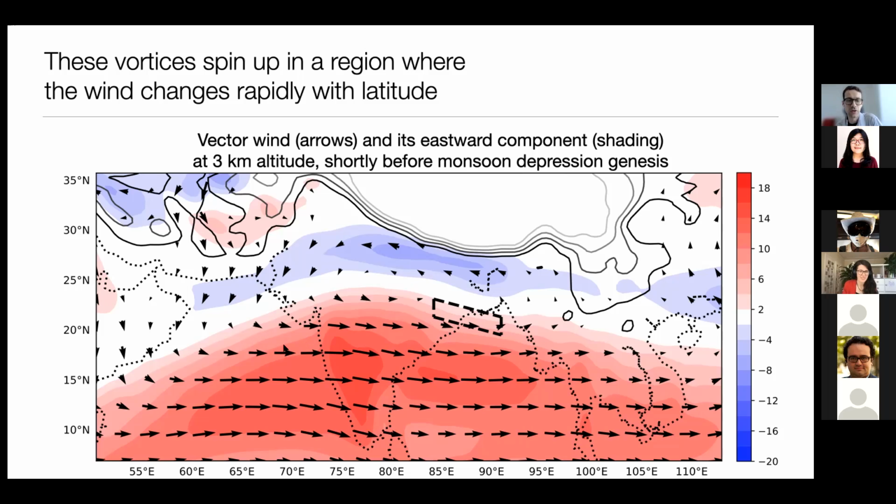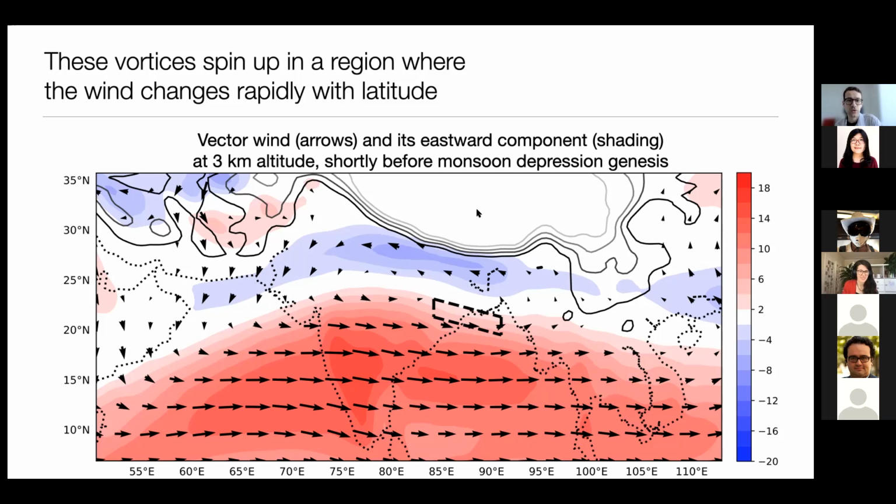The vectors here show the wind at about 3 kilometers altitude. The color shading shows the eastward component of the wind. So it's red where the wind has a strong eastward component, and it's blue-purple where the wind has a westward component. So you see this strong shift as you move northward from strong eastward flow to weak westward flow. And just for orientation, this is India here, peninsular India. And these black contours show topography. So you're seeing here the Himalayas, and this big blob is the Tibetan Plateau.